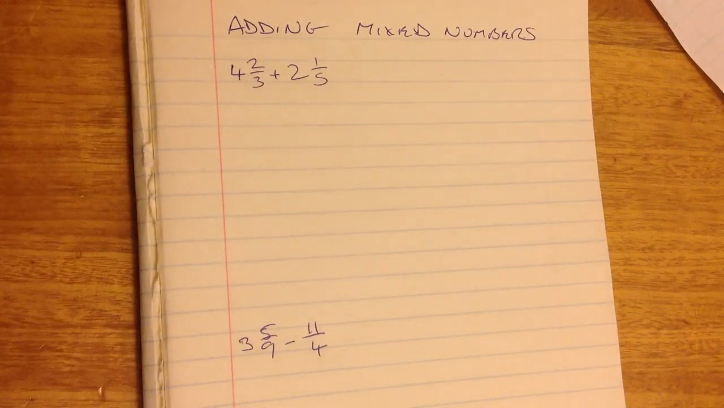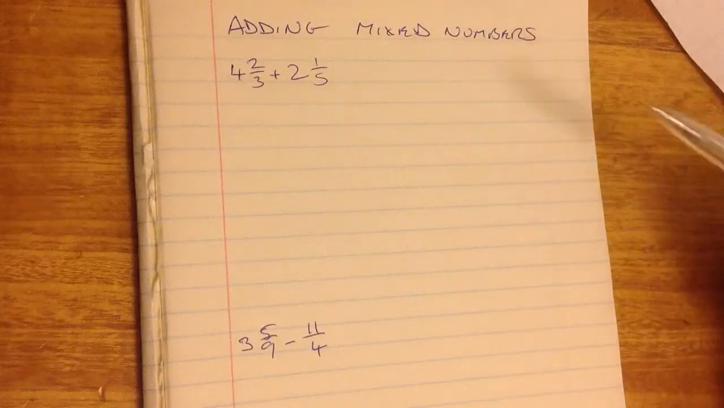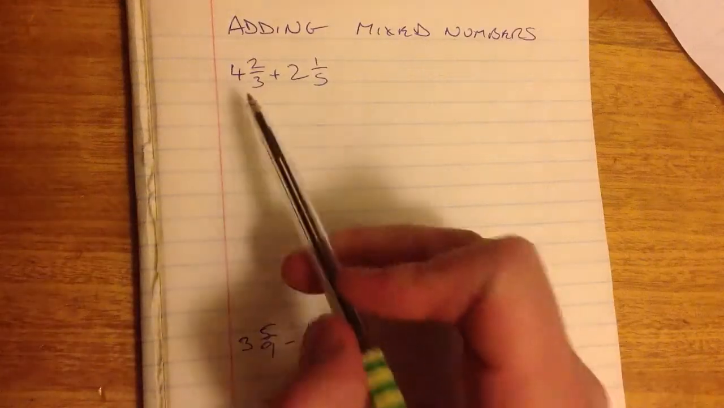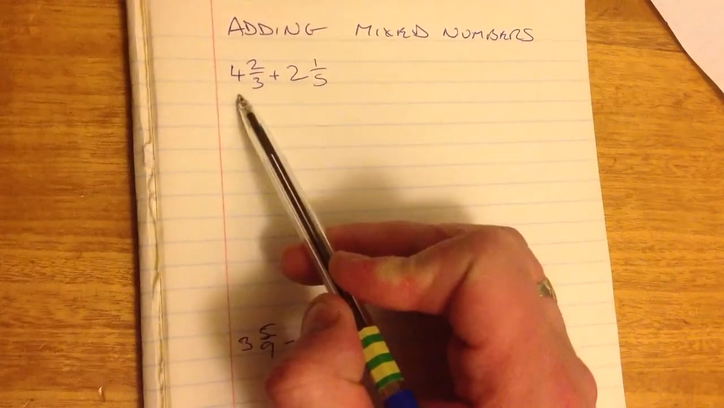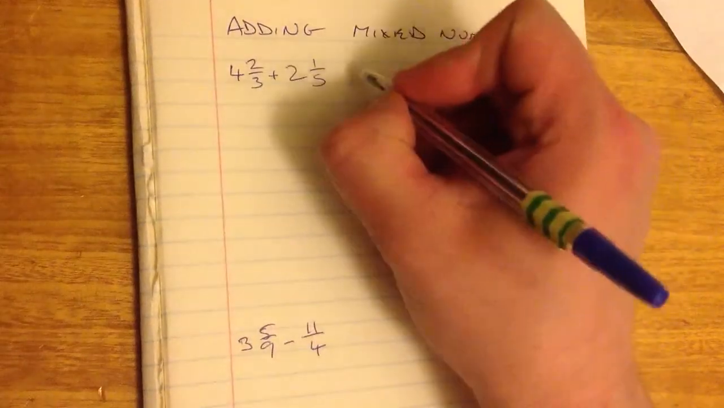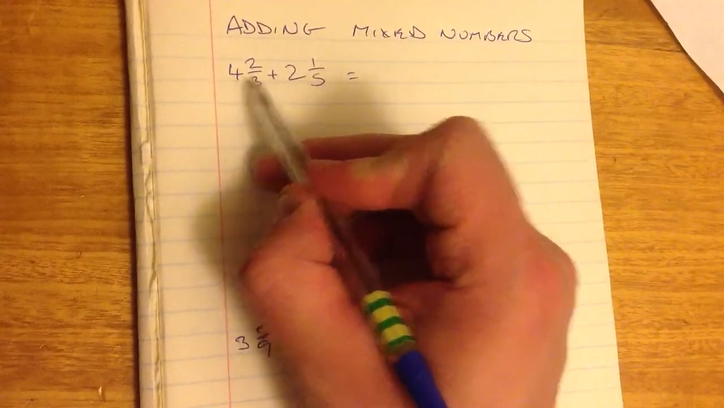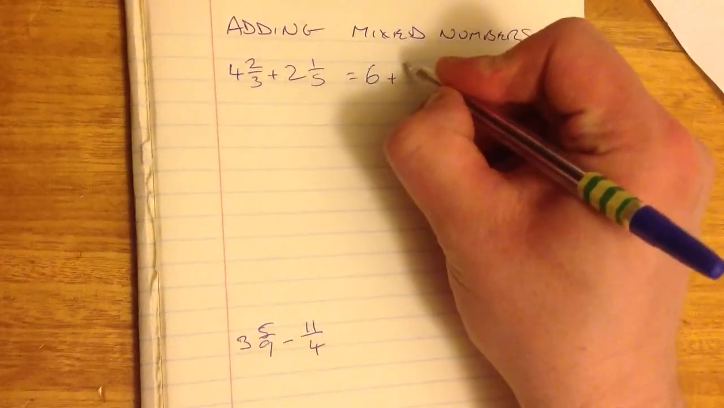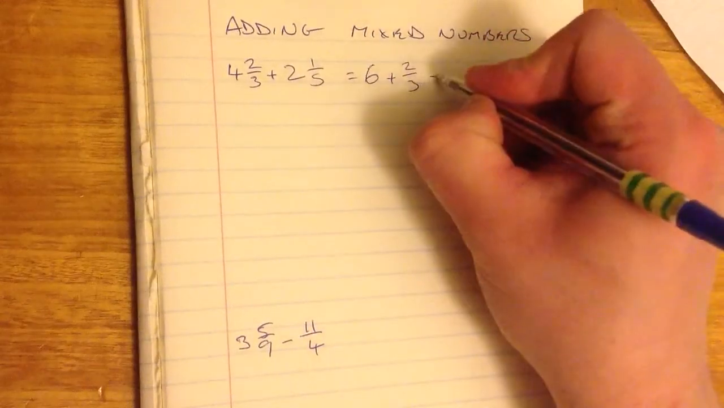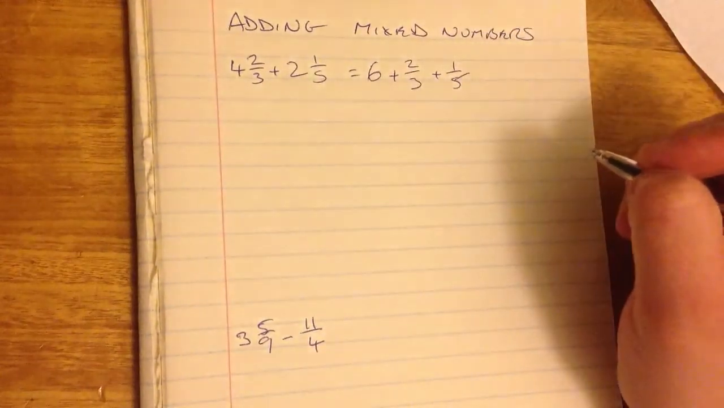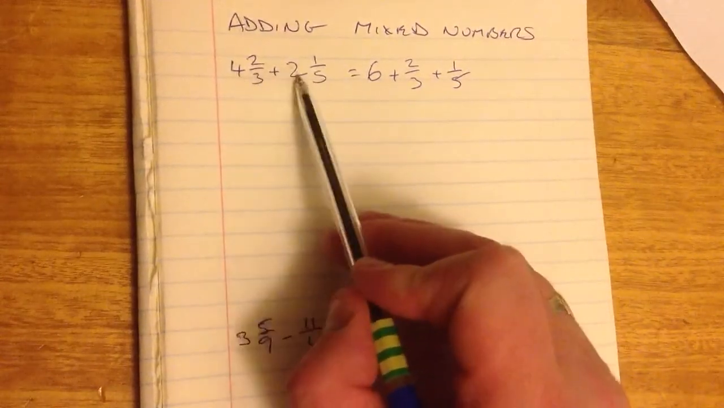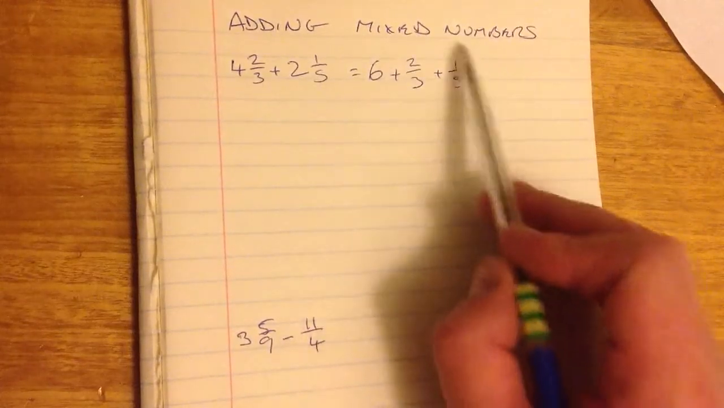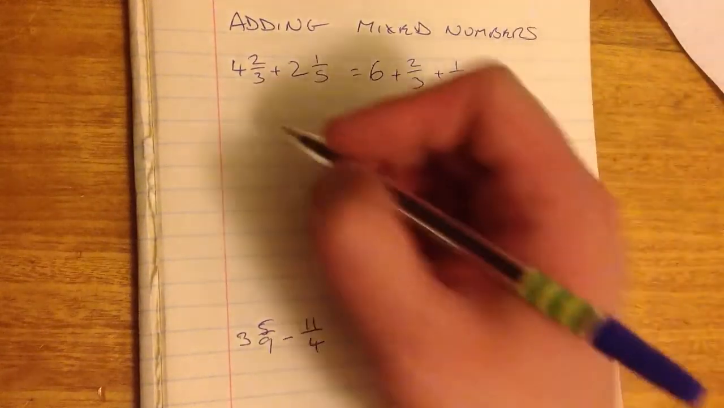Okay, so I've got an example question here, 4 2/3 plus 2 1/5, and this is how I'm going to go about doing it. First, I'm going to add the whole number parts. So 4 plus 2 is 6. So effectively this question is the same as doing 4 plus 2, which is 6, plus the 2/3 plus the 1/5. Okay, so straight away we've sorted out the whole number part of the mixed numbers, and we're just into an adding fractions question now.